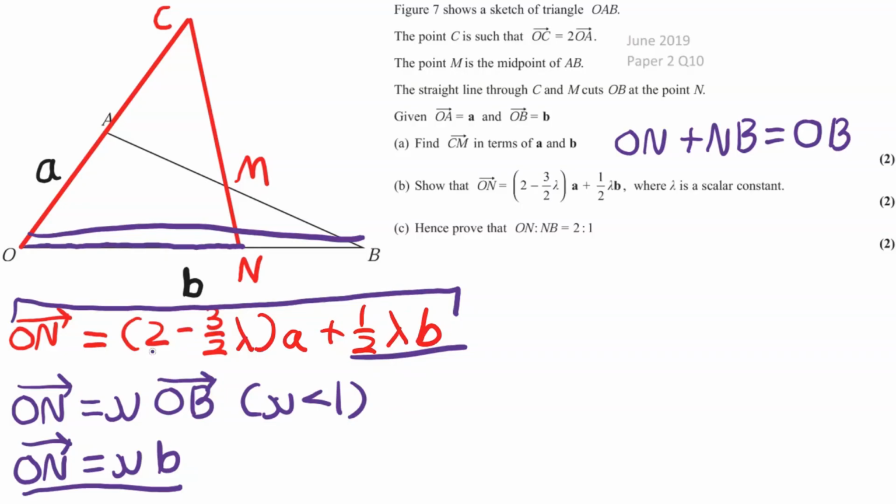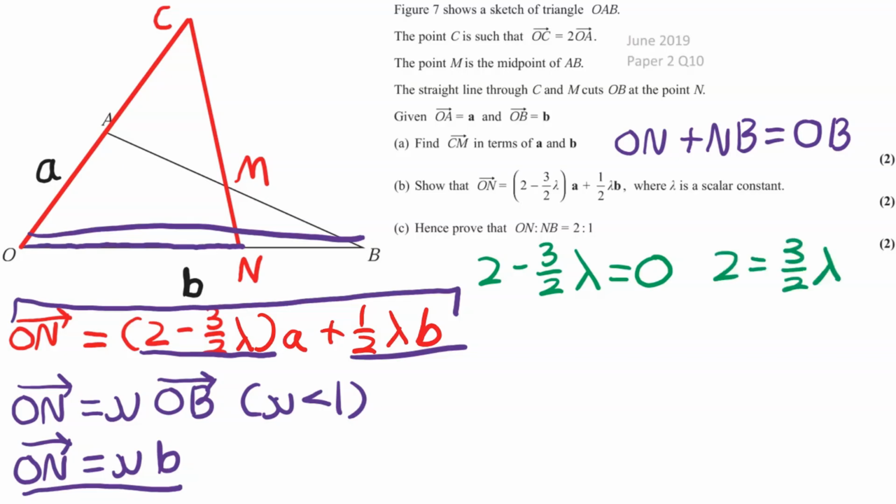So what this means is the coefficient of A, which is 2 minus 3 over 2 lambda, is going to be equal to 0, because it needs to cancel out and only leave us with ON equal to something times B. So 2 minus 3 over 2 lambda is equal to 0. Rearrange this, so 2 is equal to 3 over 2 lambda, and then divide both sides by 3 over 2, so lambda is equal to 4 over 3. This is the big part of this question that you need to realise, that this is equal to 0, so this part's going to cancel out.